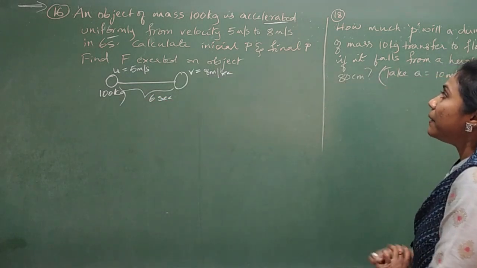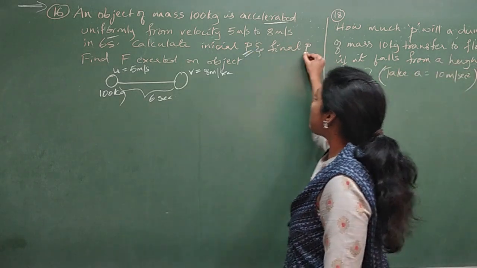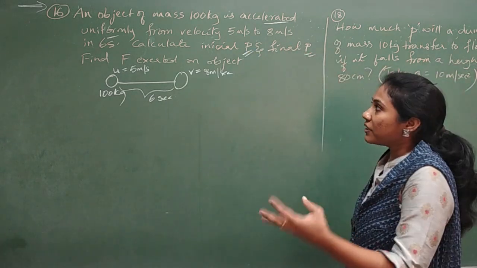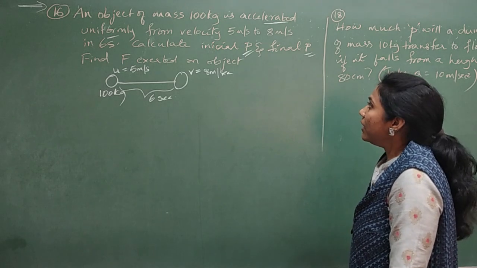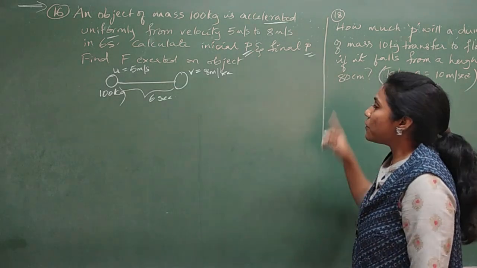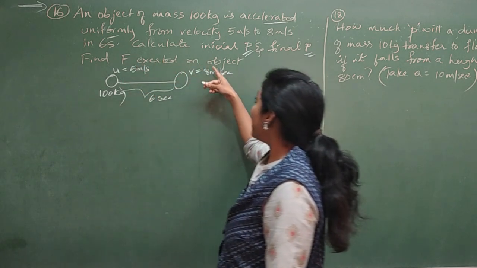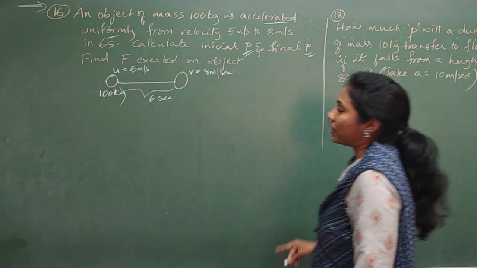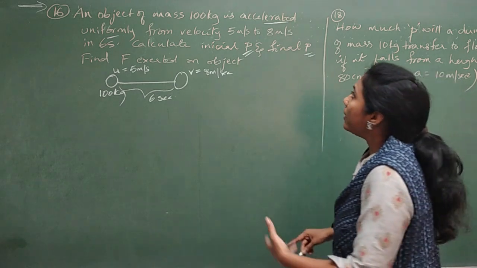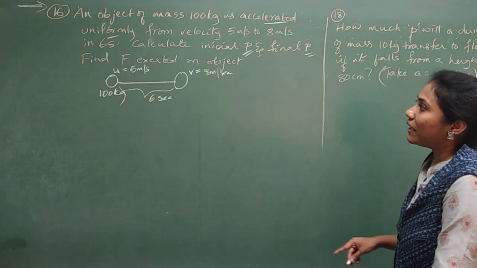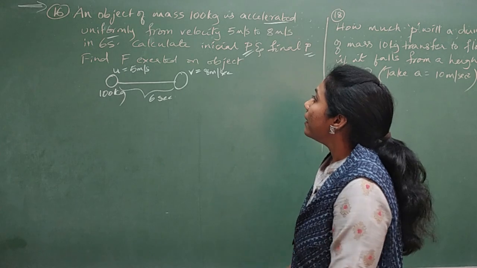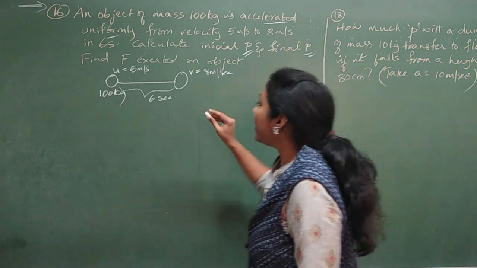Calculate initial momentum and final momentum. Here p in the sense momentum. So three things you need to calculate here actually. One is initial momentum, the other one is final momentum, and you should also find the force exerted on the object by the floor. Okay, so the force exerted on the object also you have to calculate. Fine. So first let us find the initial momentum.